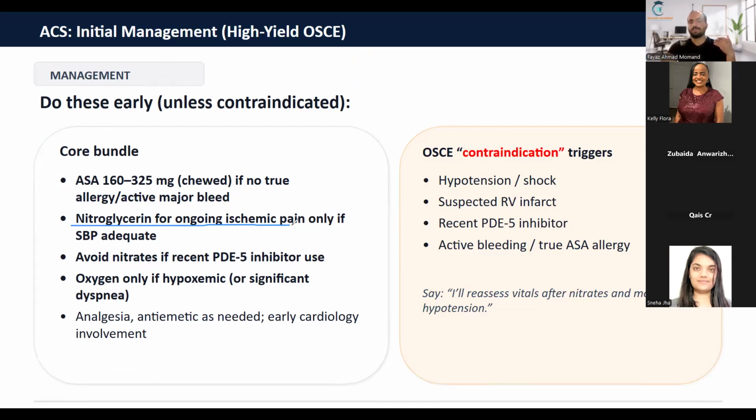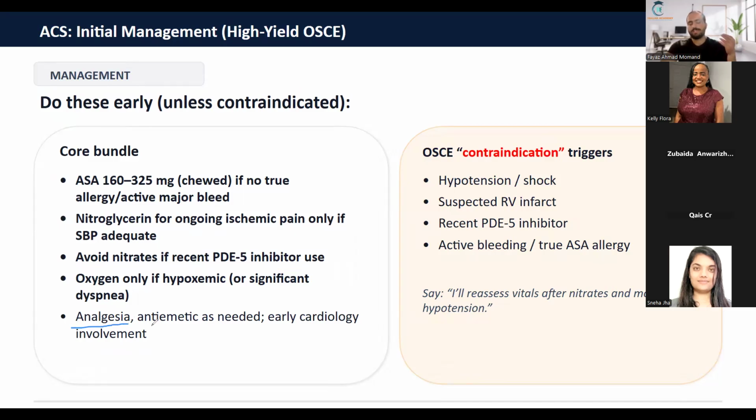Nitroglycerin for ongoing ischemic pain, only if systolic blood pressure is more than 90. Some places use 100, but above 90 systolic blood pressure, the patient is likely not to have any issues with the use of nitroglycerin. Now, nitrates like nitroglycerin, we will avoid them if the patient recently used sildenafil or PDE5 inhibitors. Oxygen only if the patient is hypoxemic. And if the patient has saturation less than 92% and doesn't have COPD, we will give them oxygen.